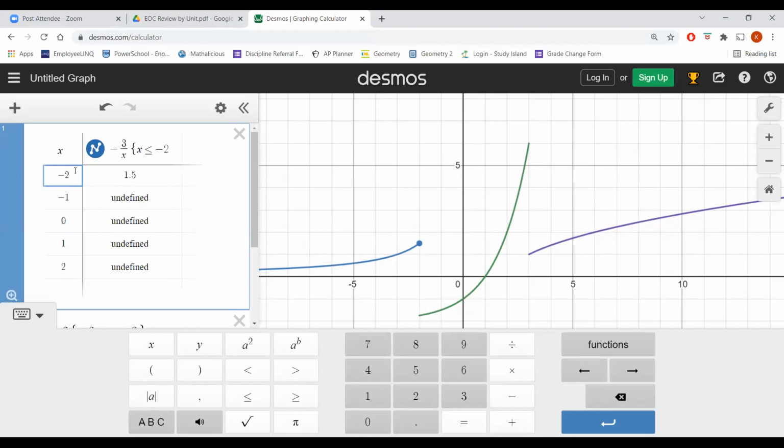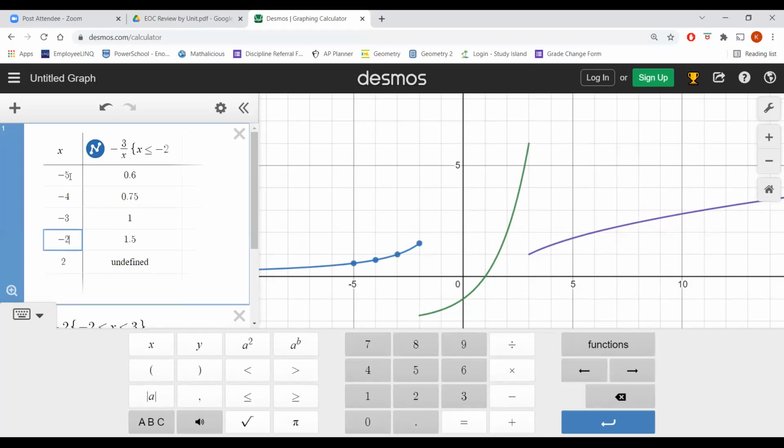If I want more negatives, I just go up here where I can just start typing the numbers actually, like -5. That's how you get the negative values. -4, -3, -2. Oh, it goes to -1. -1. Well, that was undefined. Must be a hole there.